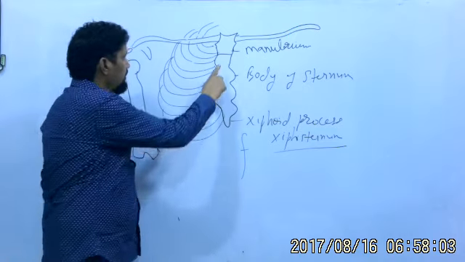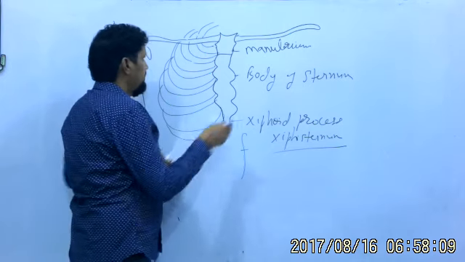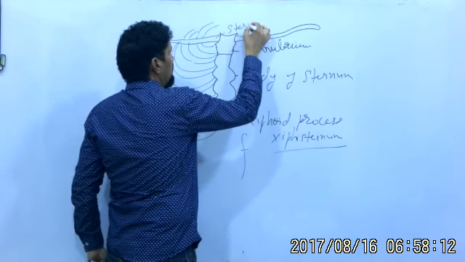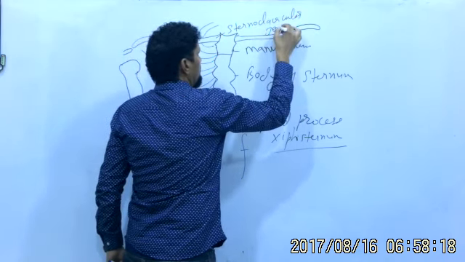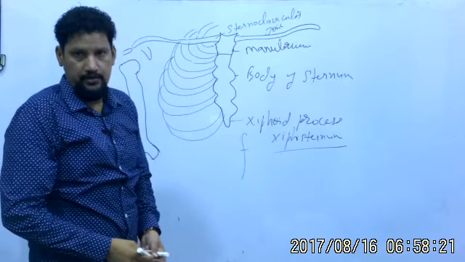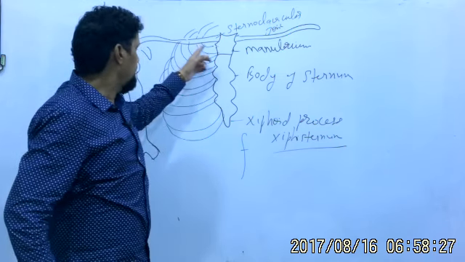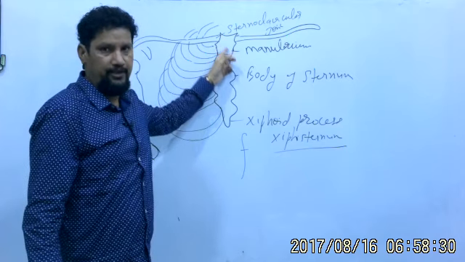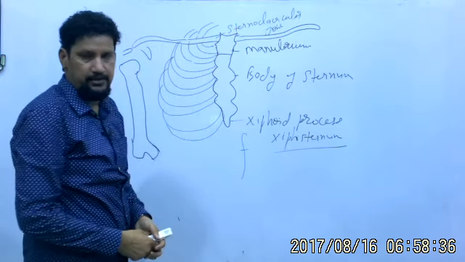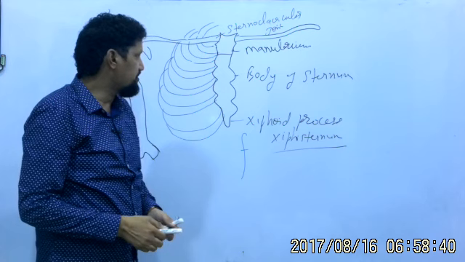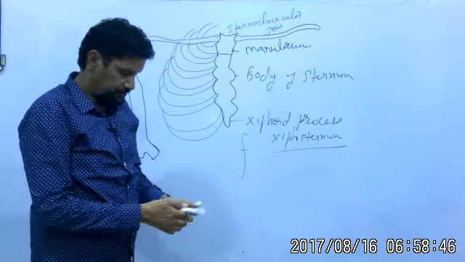This is the sternoclavicular joint. This is a synovial joint connecting the medial end of the clavicle to the upper part of the manubrium, and this notch between the two medial ends of two clavicles is known as suprasternal, interclavicular or the jugular notch.